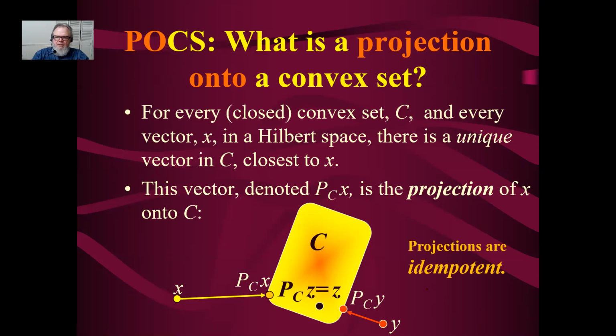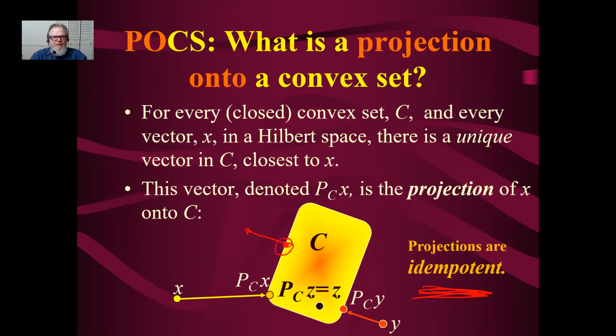Here's a fancy word. Idempotent. I like that. That's a word you can impress people with. The projection is idempotent. Idempotent is, if you do it twice, it's the same as doing it once. So if you project onto a convex set, and then you take this point and you project onto the convex set again, you don't move.